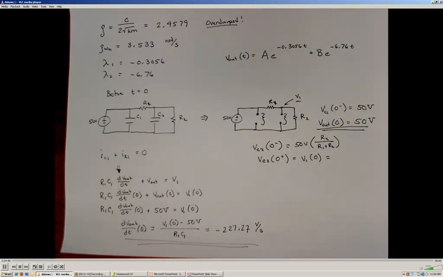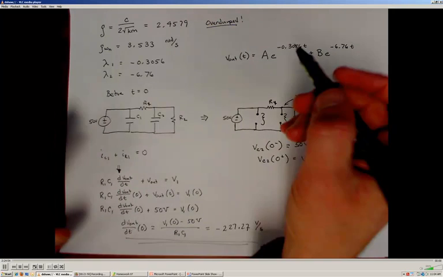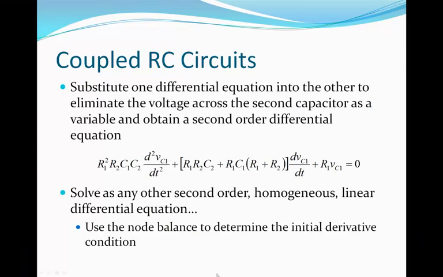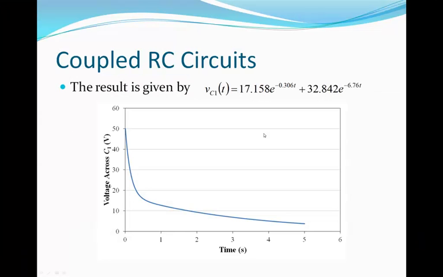Since I know those values, I can use my general solution approach and plug in those values to come up with my unknown constants A and B. And when you do that, we should wind up with a result that looks like this. All right, we have our two coefficients now that were determined based on our initial conditions.